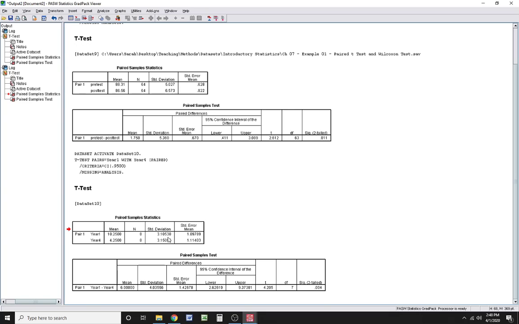You would report those means and standard deviations, and then you would report t, parentheses 7, equals 4.21, comma, p equals 0.004. And then you would calculate Cohen's d, which in this case would be 6 divided by 4.03556, and that equals 1.48, which is a very large effect size. So that's all you do to report the results.